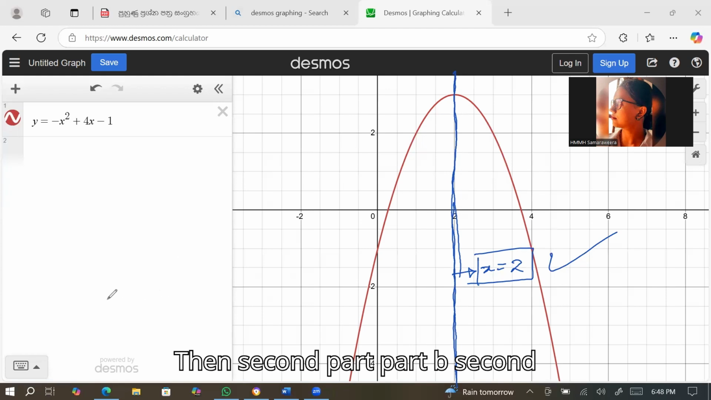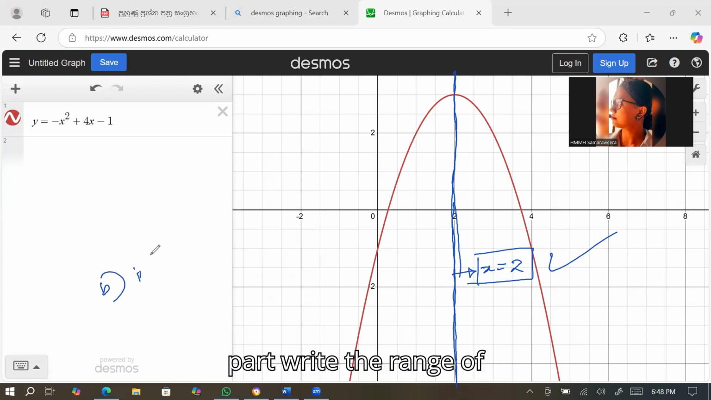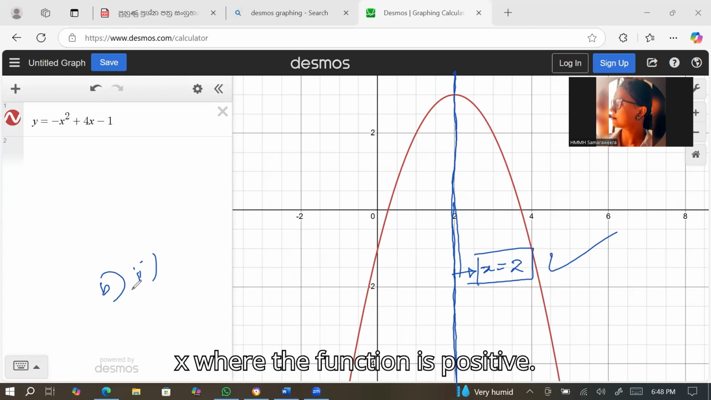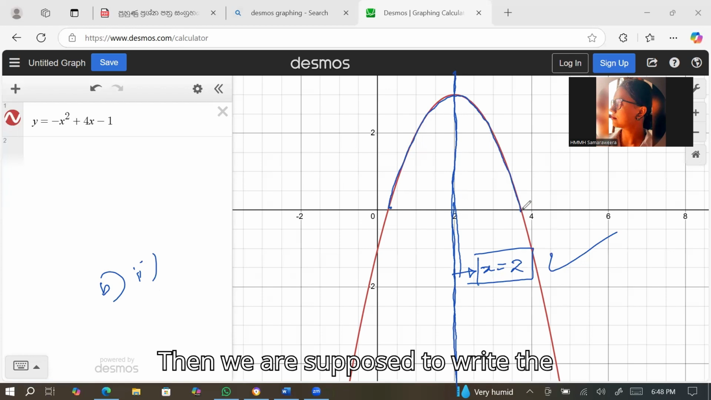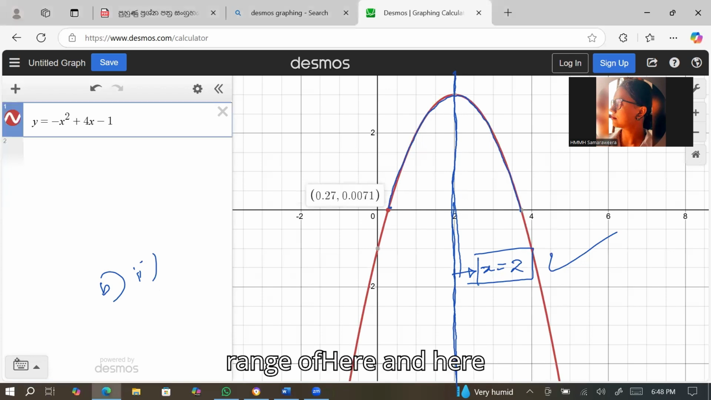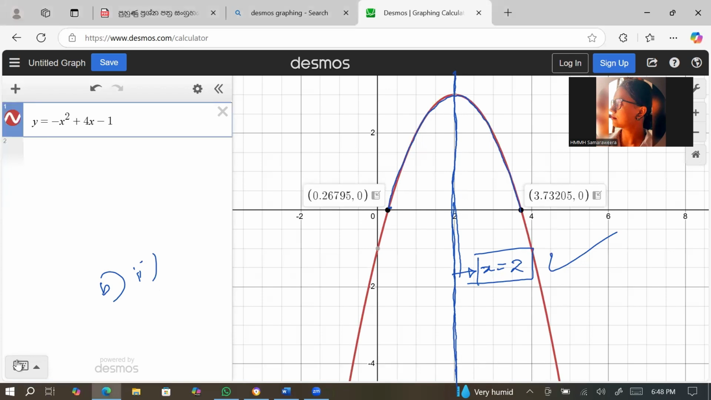Then second part, part B, second part, write the range of x where the function is positive. Function is positive, this part is positive, right? Then we are supposed to write the range of here and here.